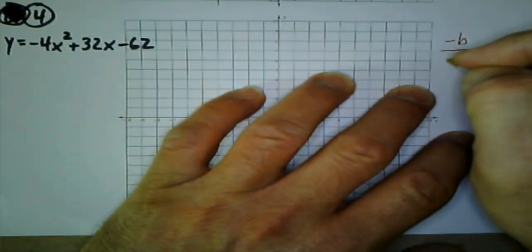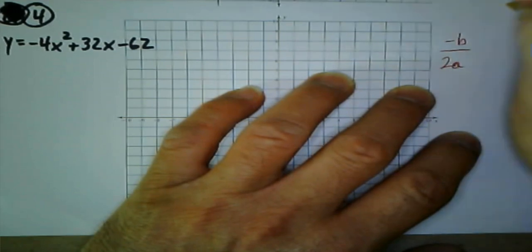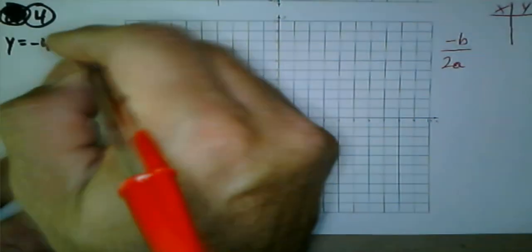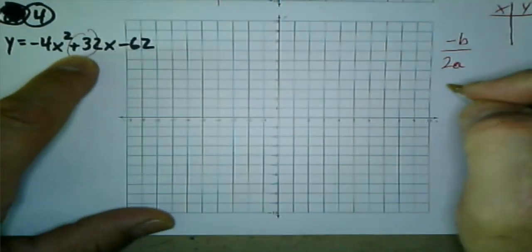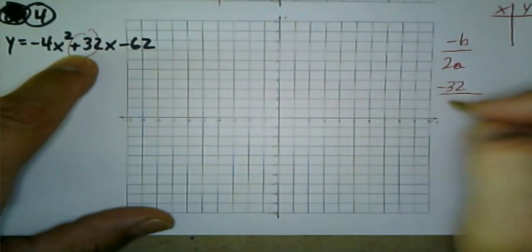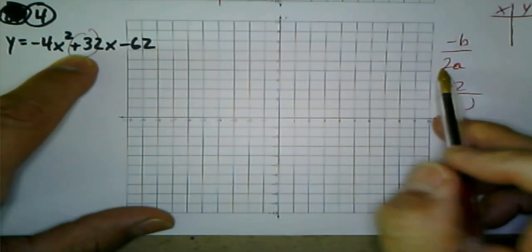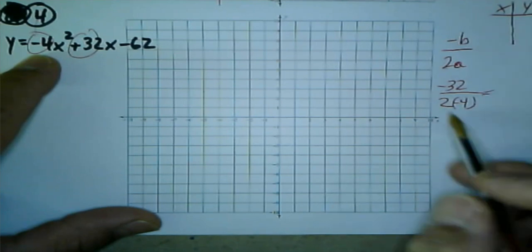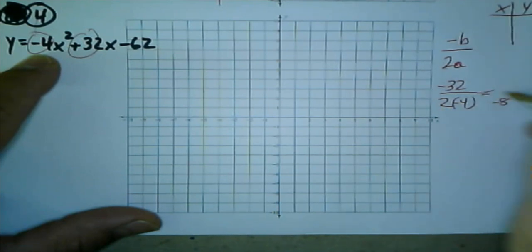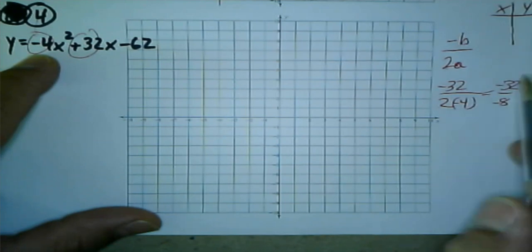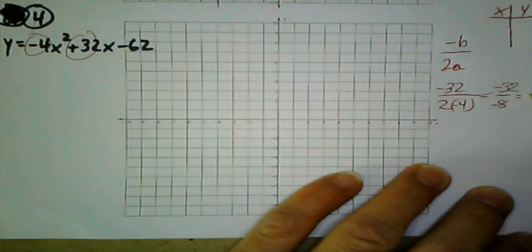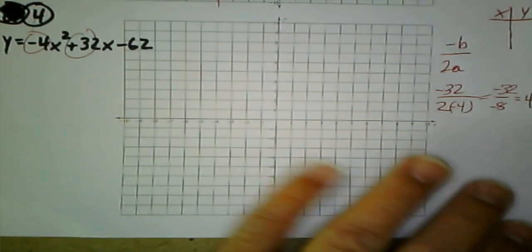We need to fly through this so I can give you some time to get these done. Negative b. So b is 32. So we do -32. It's the opposite of it. The 2 is the constant. It just stays there. It's just part of the formula. a is -4. 2 times -4 is -8. Then we do -32 divided by -8, which is 4.